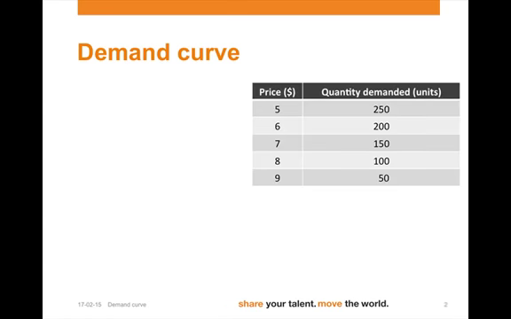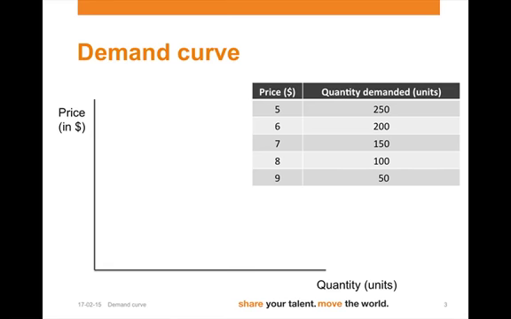Please have a look at the table. As you can see, at a price of $5, quantity demanded is 250 units. As prices increase to, for example, $9, quantity demanded falls to 50 units. How do we represent this in a demand curve?